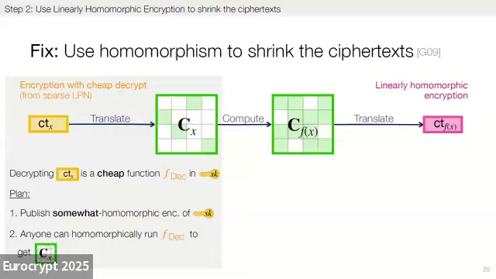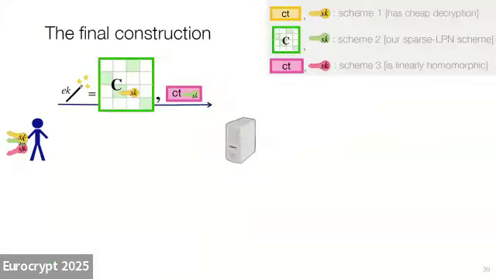And so what we can do is we can just publish our somewhat homomorphic encryption of the orange scheme secret key. And now anyone can homomorphically decrypt this orange ciphertext to exactly obtain our large sparse LPN encryption of the same message. Okay, so putting this all together, we get a final construction that looks as follows.